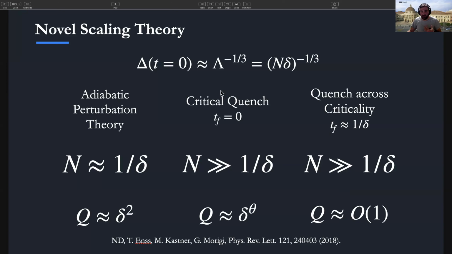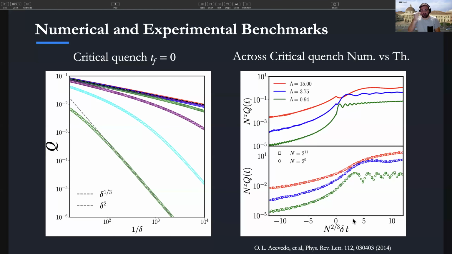Here I find that the excess energy Q is of order 1. So the system is strongly non-adiabatic because it generates an amount of defects which is independent of delta and which survives even in the limit delta going to 0. So even when delta goes to 0 and the ramp is adiabatically slow, this is a quasi-static transformation, this system fails to be adiabatic and it generates a finite number of defects.